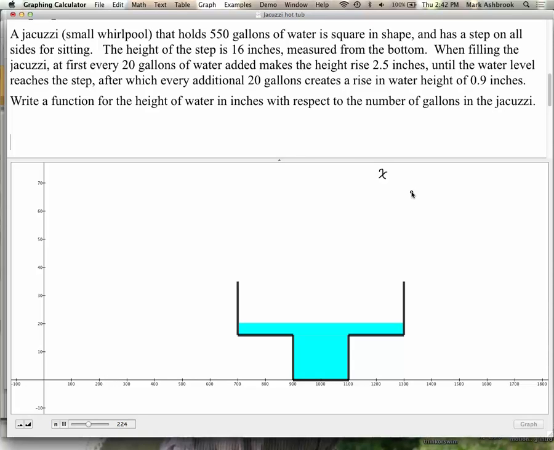What do we mean by quantity? Yeah, so characteristics, measurable attributes, right? So what is our x quantity? Number of gallons. And y is? Height of the water in inches. I don't have room, but it's the height of the water.